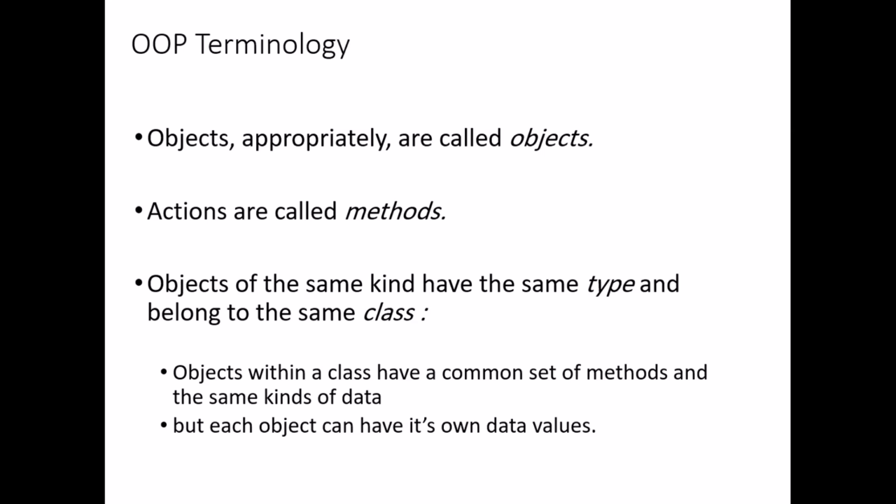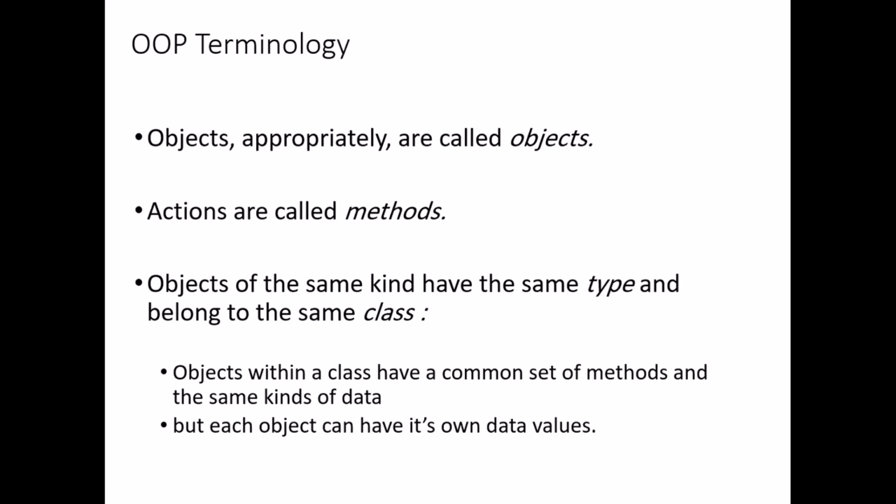Do you remember we said encapsulation? Now here we have encapsulation. Do you remember polymorphism, and so on? So objects are appropriately called objects, and actions are called methods. So when you write a program, as I said, your program consists of objects, and these objects have actions, so these actions are called methods.